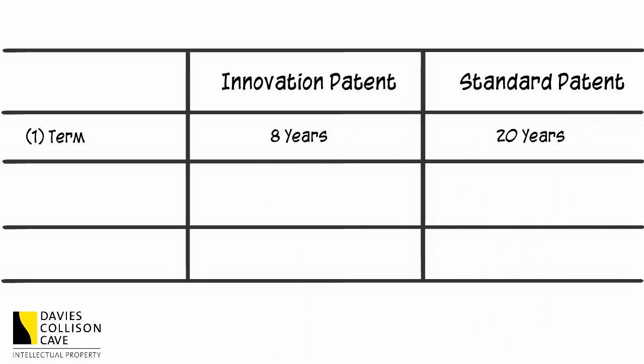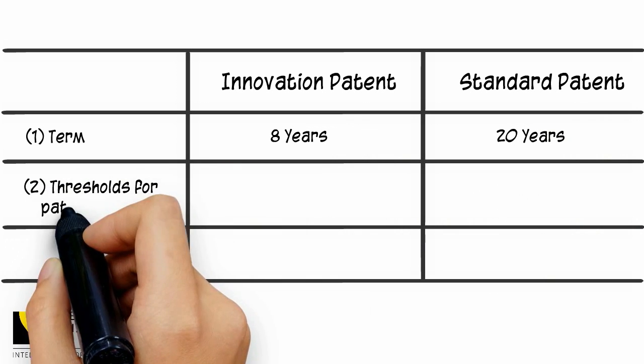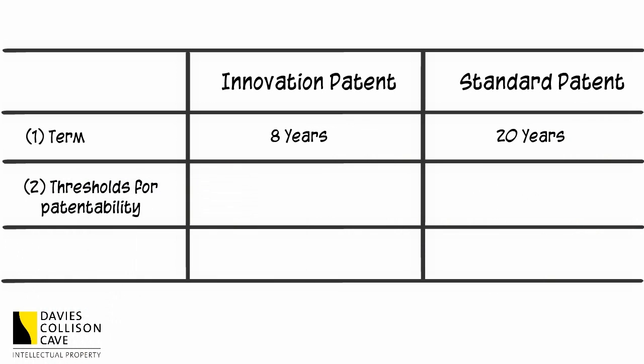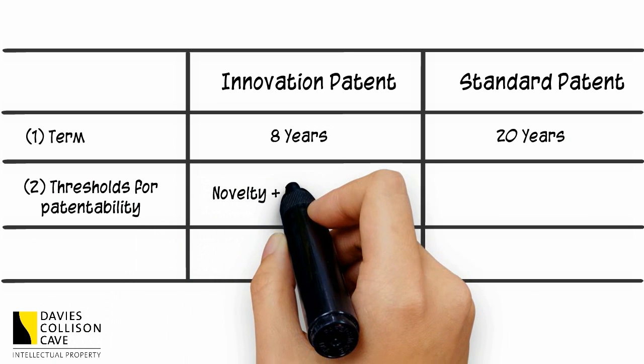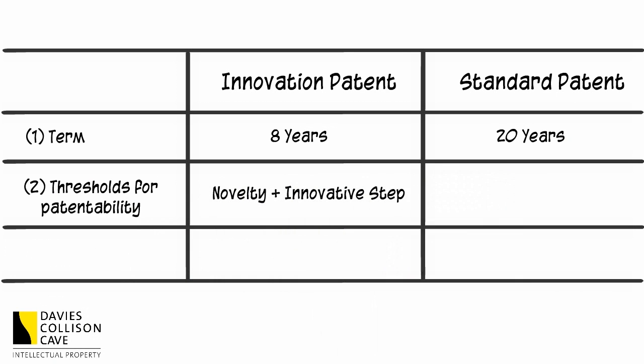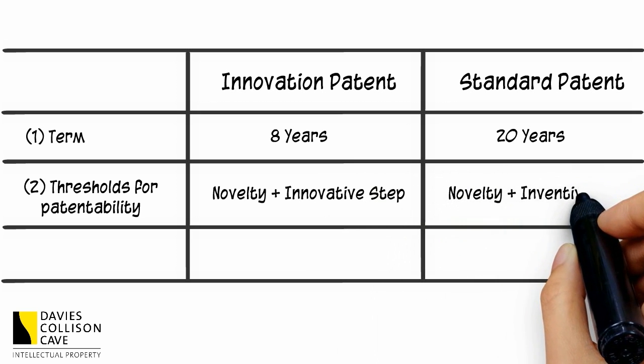The second major difference is in the threshold requirements for patentability. To obtain an innovation patent, your invention will need to be novel and to involve an innovative step. However, you will remember that to obtain a standard patent, your invention will need to be novel and to involve an inventive step.